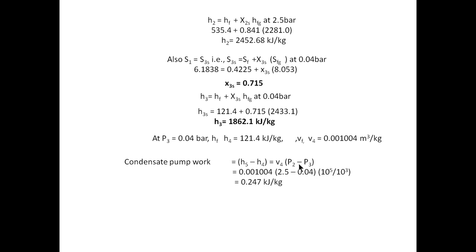Here the feed water heater pressure is 2.5 bar. That's why I have taken P2. P2 is 2.5 and P3 is 0.04 bar. Condenser pressure is 0.04 bar. If you want it in kilojoules per kg, multiply it by 100. That is what I have written here, 10 to the power of 5 divided by 10 to the power of 3. That is, I have multiplied by 100 indirectly. So I'll be getting condensate pump work as 0.247 kilojoules per kg.